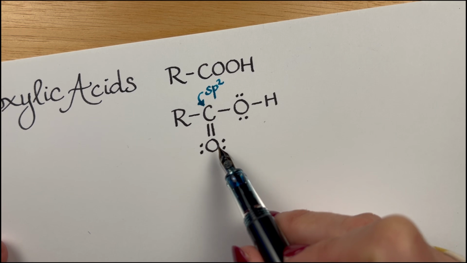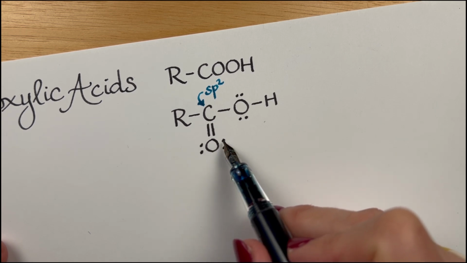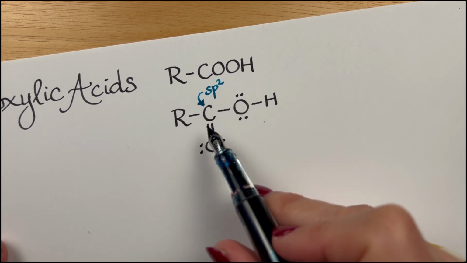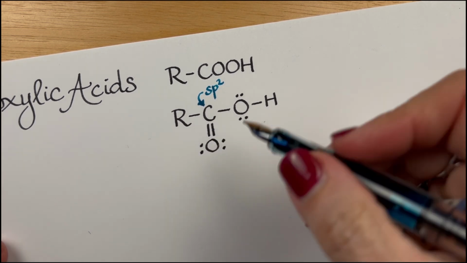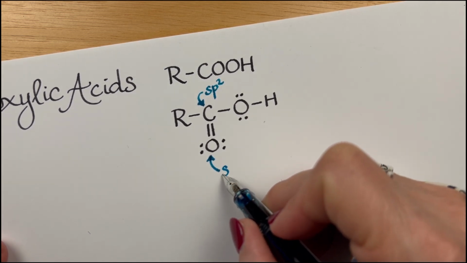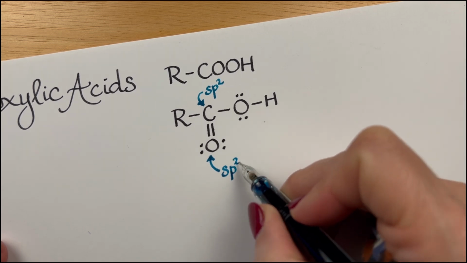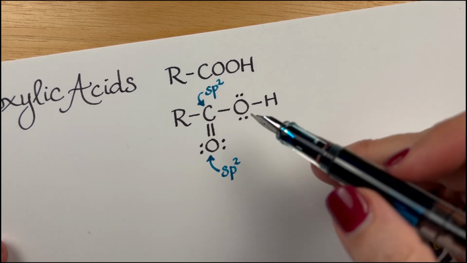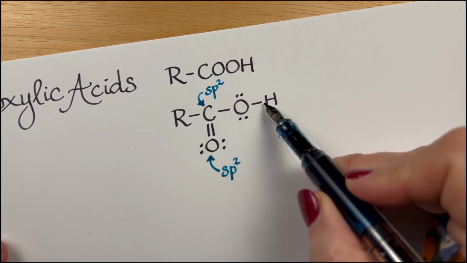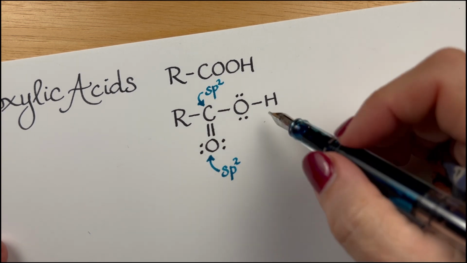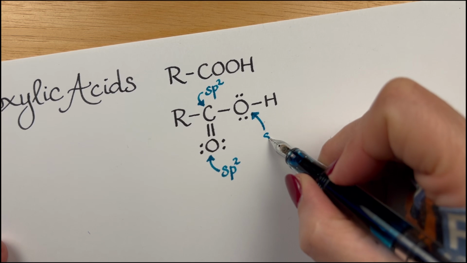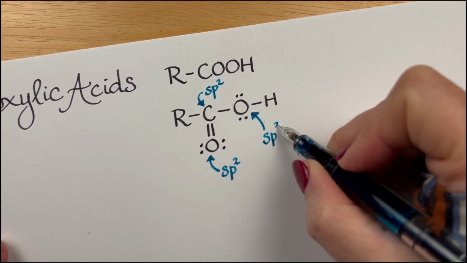This oxygen here, let's take a look at that. It's got a lone pair, sigma bond, pi bond. And in that situation, it is also sp2. Okay, let's take a look at this oxygen here. We have a sigma bond, 2 lone pairs. When that's the case, it is sp3 hybridized.